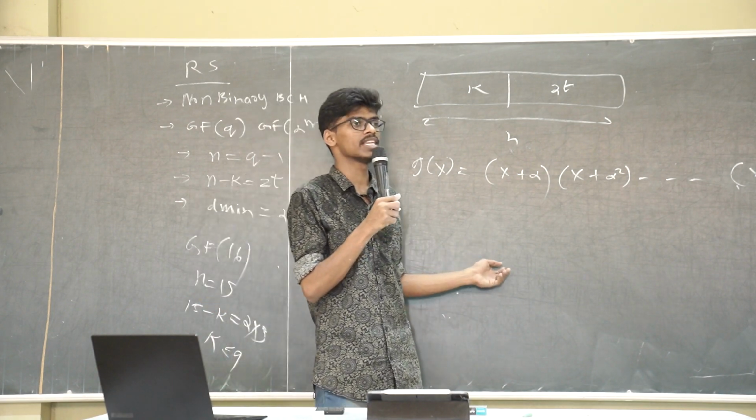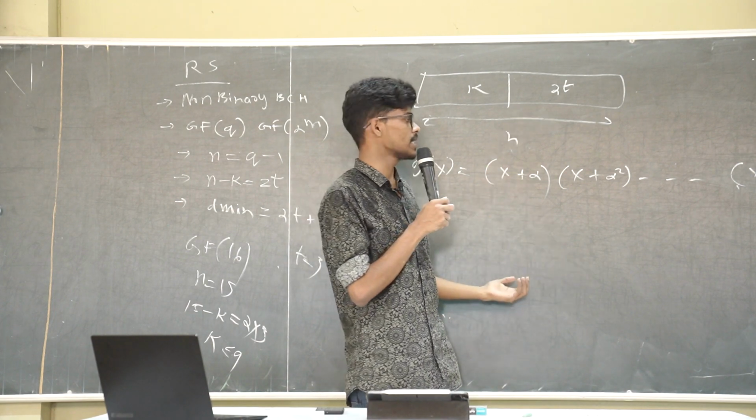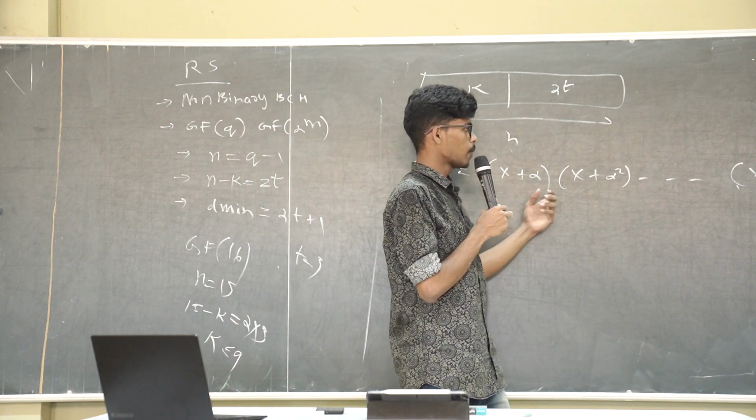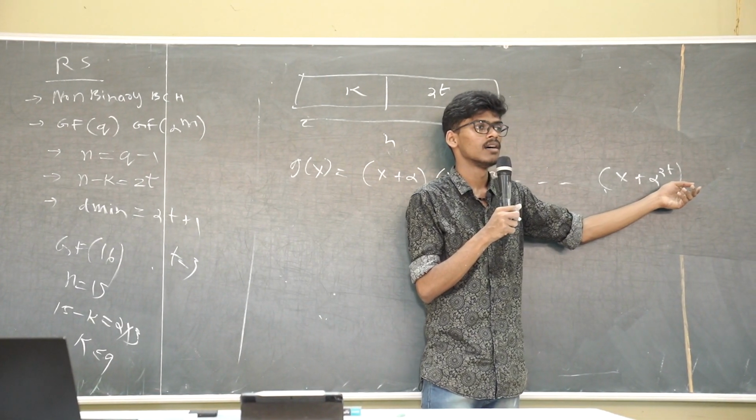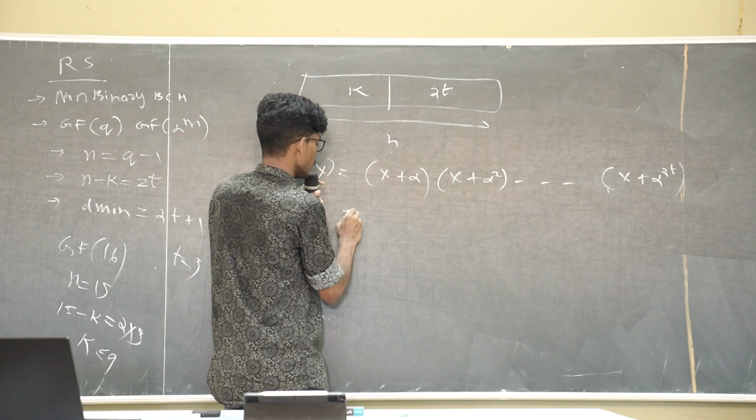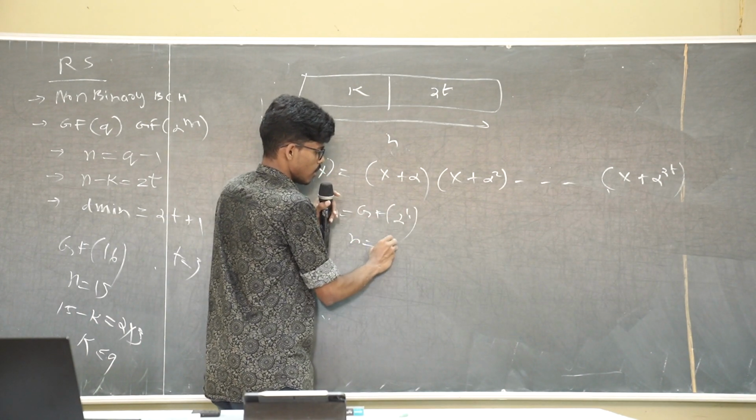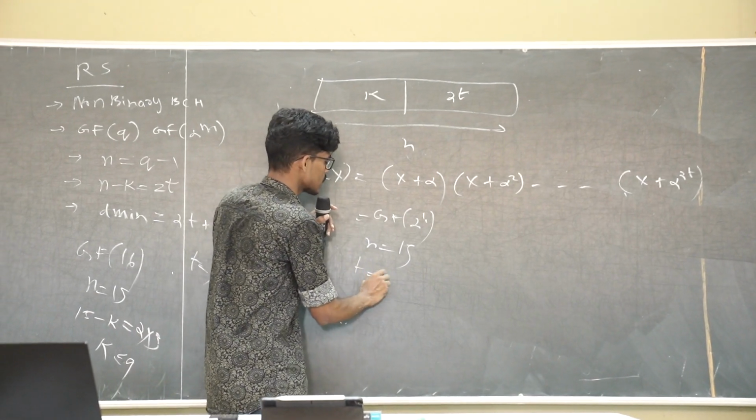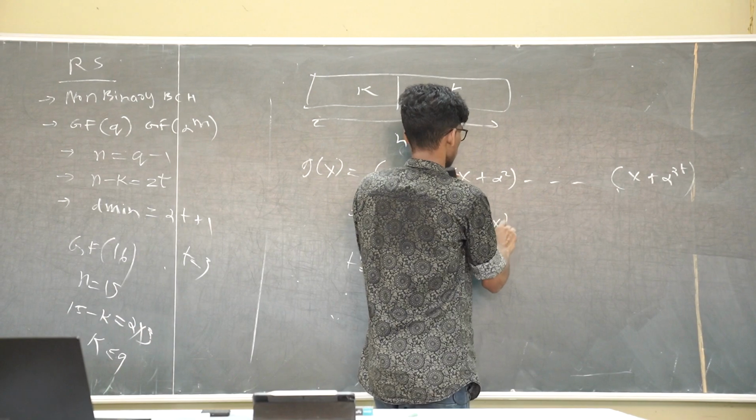So if g of 2 to the power 4, how much is there? If 3-bit correcting code means alpha. So if GF(2^4), n is what? 15, and if t is equal to 3, so what is g(x)?